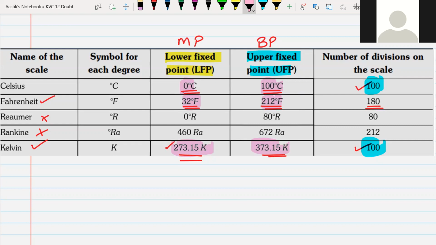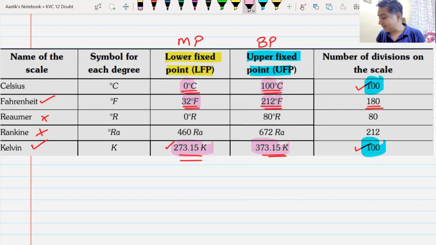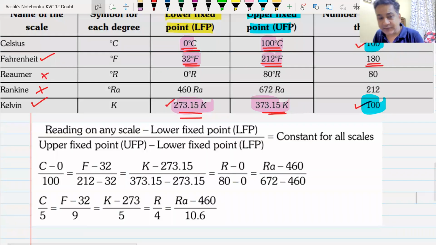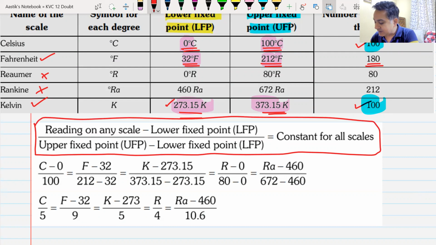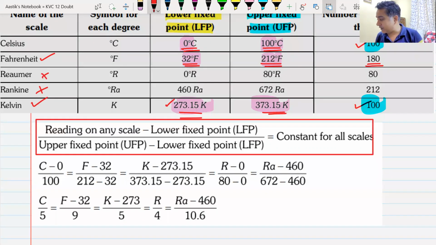Okay. Then comes the formula that has everything inside it, the formula for different scales. You can make any scale that you wish based on the properties that we have shown, but whatever scale you make, obviously the upper fixed point has to be the boiling point and the lower fixed point has to be the melting point. Whatever scale you make, this formula has to be followed. I hope you know this. Yes or no? Yes, sir. The reading on that scale minus the lower fixed point, divided by the upper fixed point minus the lower fixed point, must be constant for any scale that you create.